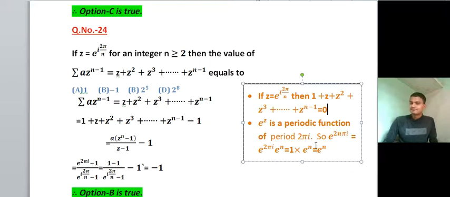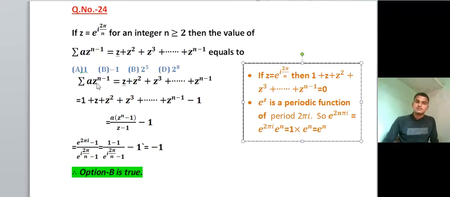And one other point, please see: e to the power z is a periodic function of period 2 pi I. So e to the power 2n pi I can be written as e to the power 2 pi I into e to the power n. E to the power 2 pi I is equal to 1, so 1 into e to the power n is equal to e to the power n. Okay, let's go to the solution of this problem.